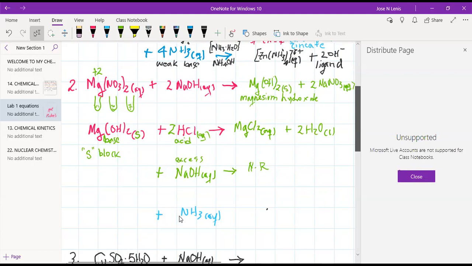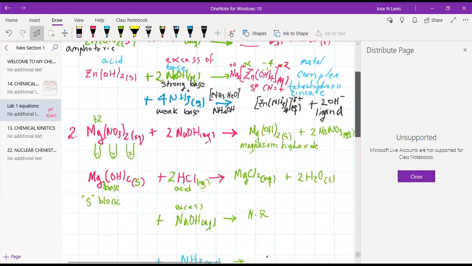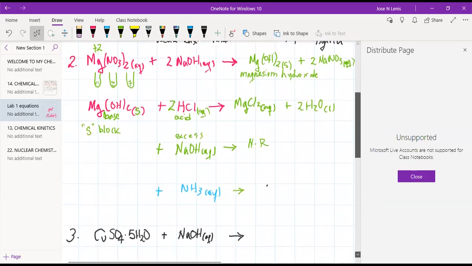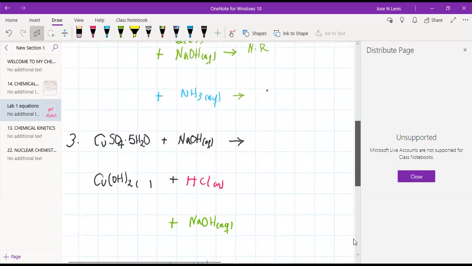What happened when we added ammonia to this precipitate? Did you notice any change? There was no formation of complex there. Any type of change? No, right? No reaction. All right, so conclusion, magnesium doesn't form metal complexes, and also magnesium does not have amphoteric properties. It's not an amphiprotic compound.